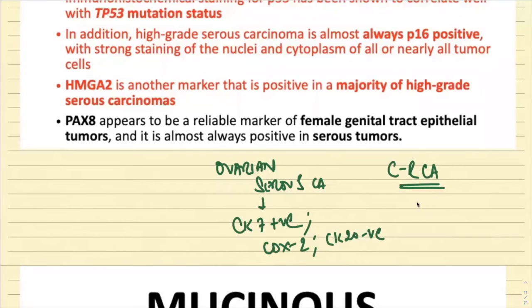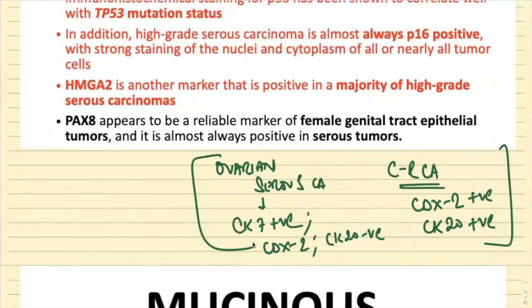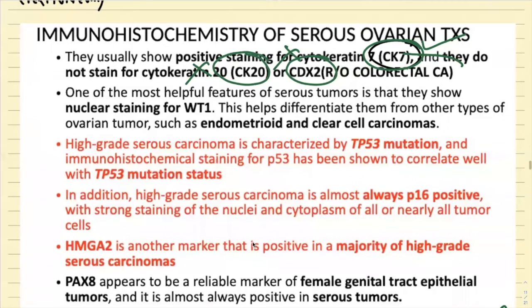Whereas colorectal carcinoma, if you see, is CDX2 positive along with CK20 positive. Always remember this point of difference between the ovarian tumors, how to differentiate from metastatic colorectal tumors. Is it very clear to everyone?